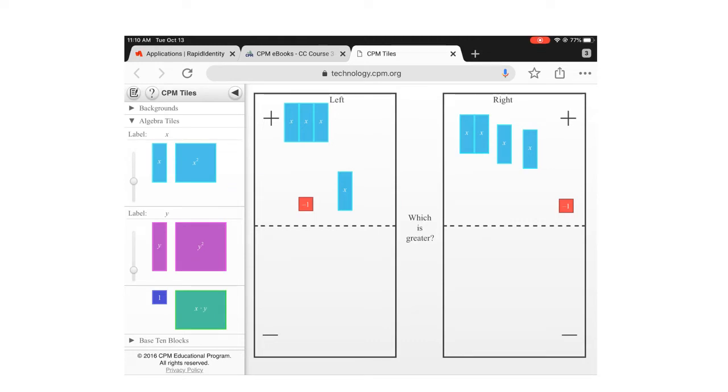Now I can remove things that are identical that are in the same region. So I've got a positive x there on the left and a positive x on the right. They will cancel each other out. And do that again. All of the x's cancel out. I can also do that with my negative ones. There's a negative 1 in each section. I can cancel those out. Because everything canceled out, these two expressions are equal and neither one is greater than the other one.